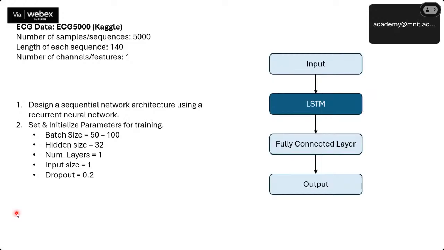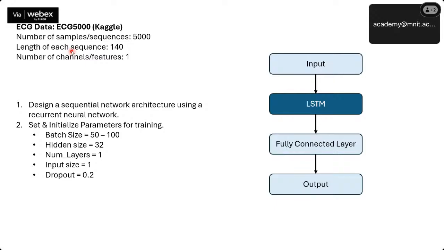The second thing we need to look into is what we can do with the LSTM. For this particular data set, yeah, it's wrong. It should be 500 for this particular data set.